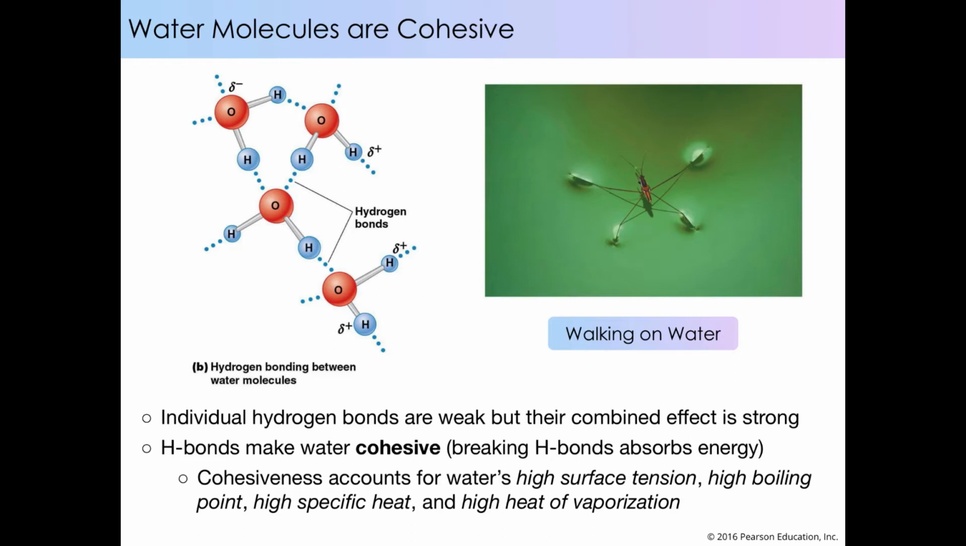So even though these are non-covalent bonds, so these are weak bonds, because there are so many of them, their combined effect is strong. The cohesiveness of water accounts for the high surface tension of water, which allows certain organisms to walk on water. It's also responsible for the fact that water has a high boiling point, a high specific heat, and a high heat of vaporization. So this means that it takes a lot of heat to raise the temperature of water and a lot of heat to evaporate water.